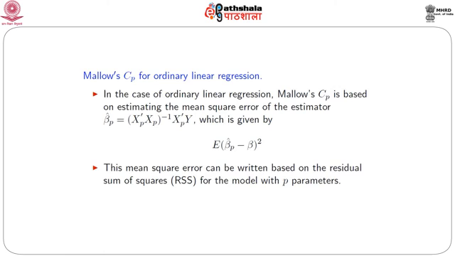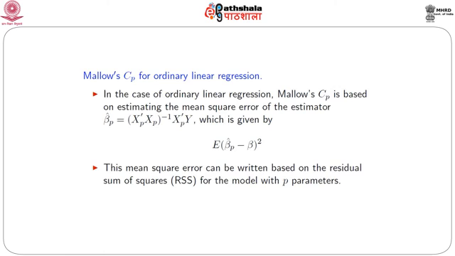In case of ordinary linear regression, Mallows CP criteria is based on estimating the mean square error of the estimator beta hat, which is given by beta hat subscript p equals X_p prime X_p whole inverse X_p prime y. The mean square error is given by expectation of beta hat subscript p minus beta, whole square, where beta hat subscript p minus beta is the error. We take the square of that and the expectation.